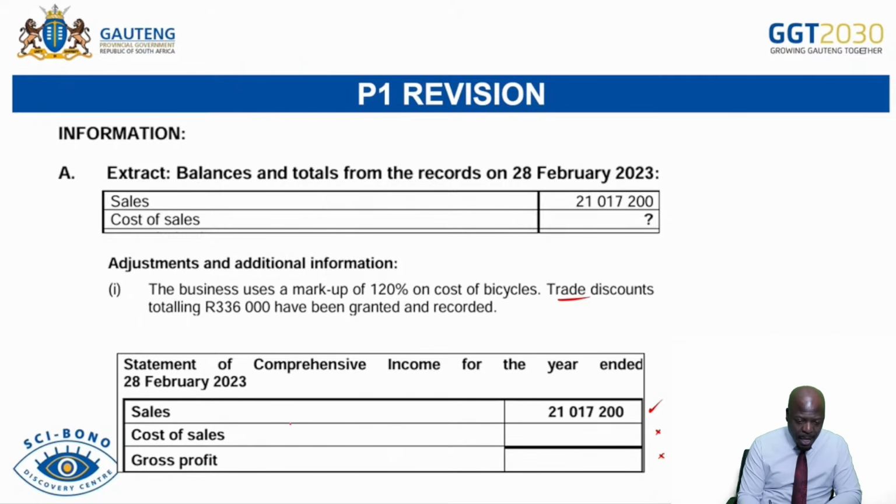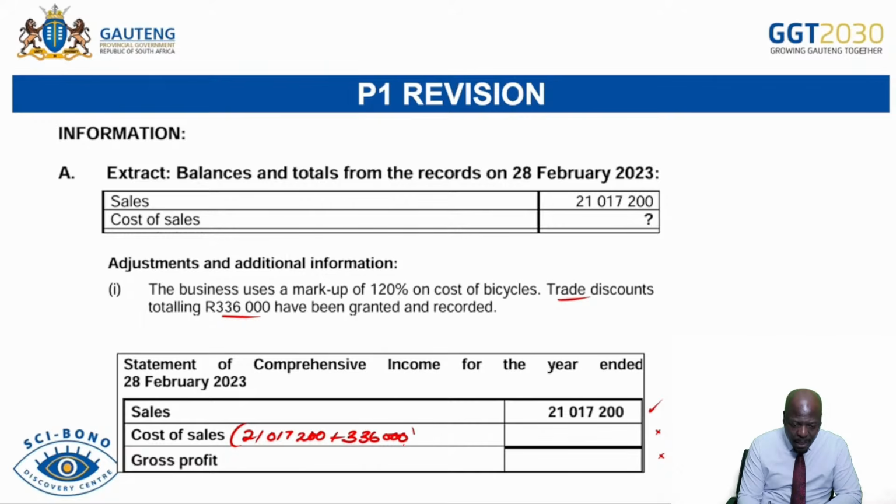This is how you would do that. So please make sure you have your calculator close to you. When you come to cost of sales, you have to first start with the sales amount that you're given, which is your 21,017,200. And then you're going to add your trade discounts, because in that sales amount, trade discount was already taken out. So you add your trade discount, which is 336,000 over there.